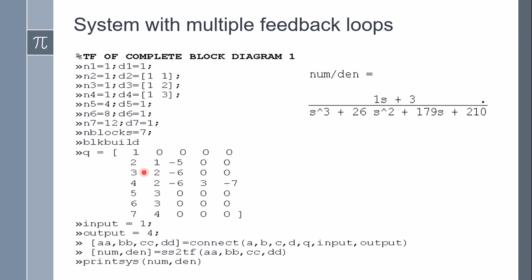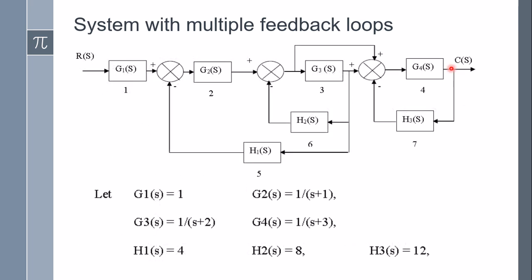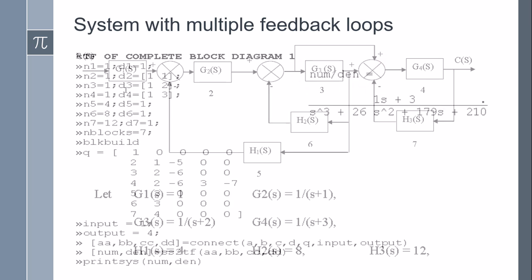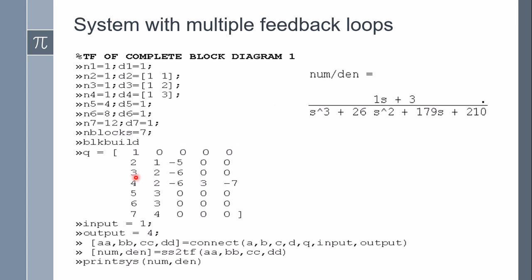So how many rows and how many columns does Q have? The number of rows in the Q matrix is equal to the number of blocks present in the system. The number of columns, other than the block number, is equal to the maximum number of interconnections available in the given system. Here only block 4 receives the maximum number of inputs, that is 2 input, 3 input, 4 input. So that's why we have 4 columns indicating the interconnection.